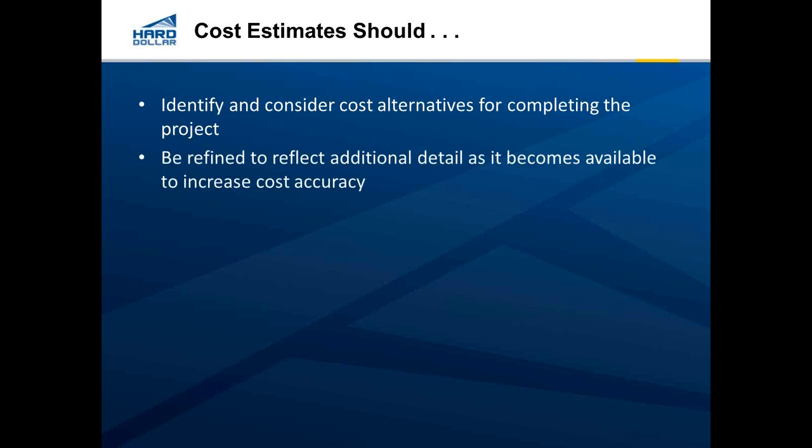Second, a cost estimate should be refined to reflect additional detail as it becomes available. You see this example a lot when you're doing an owner's or an engineer's estimate, and it goes through different phases, starting with obviously a very conceptual phase at the beginning. We know maybe that we're going to build a highway. We know we want it to have 4 lanes. We want it to be 10 miles, and we have a rough estimate at that point of how much it's going to cost. But there's a lot of unknowns at that point.